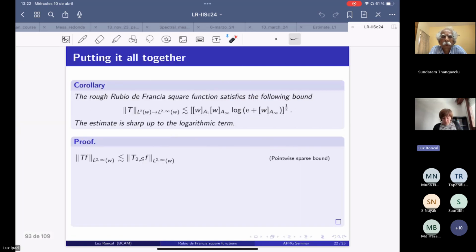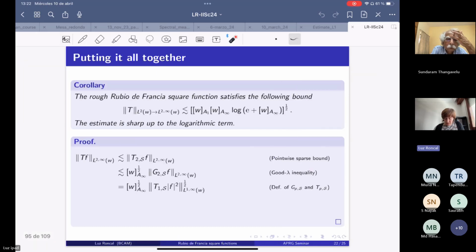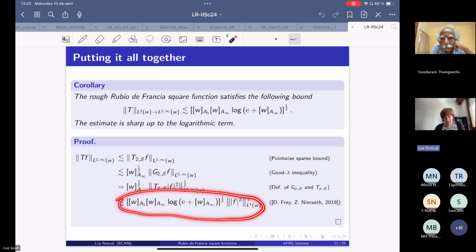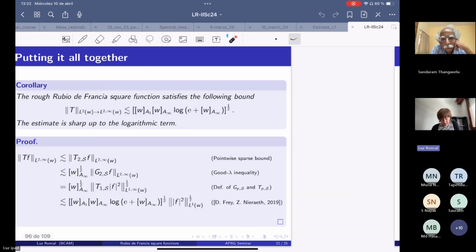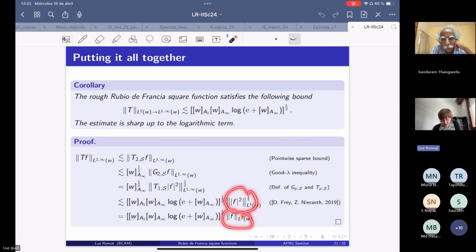Okay. The proof is as follows. Start with the Rubio de Francia square function and then use the pointwise sparse bound. For this, thanks to this good lambda inequality, we pass to the smooth version with a loss. And actually, you can just rewrite this operator or this norm like that because of the corresponding definitions. And now here, for instance, one can use standard results by Fefferman and Pipher, that, by the way, we don't know if they are sharp, to conclude the estimate we have. Okay? And then just rewrite again this norm as an L2 norm. So this is the result.